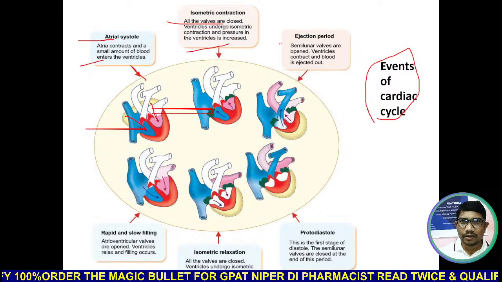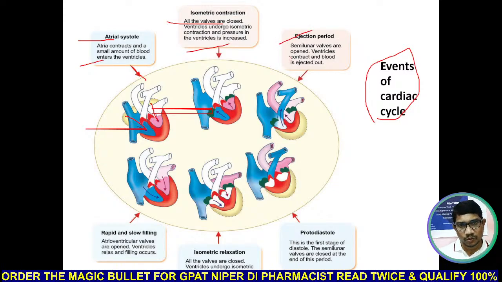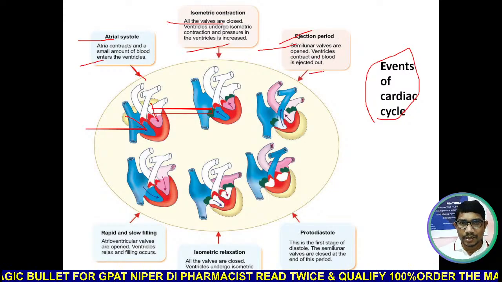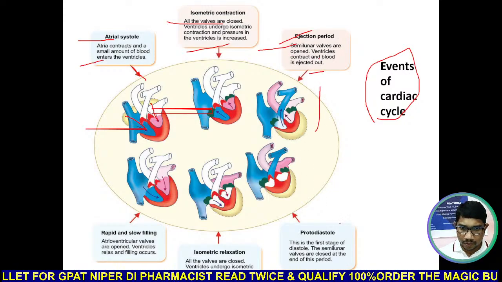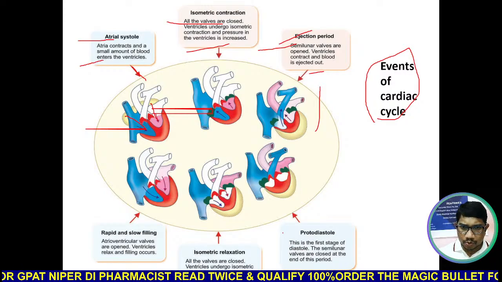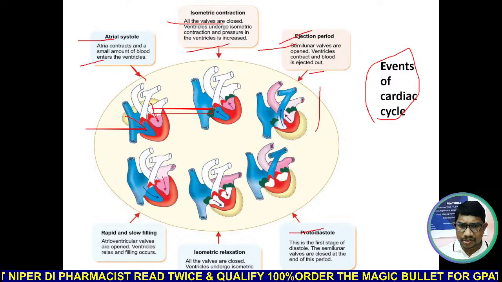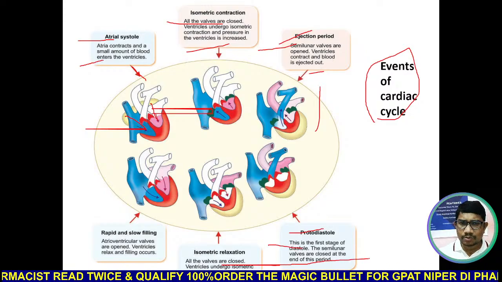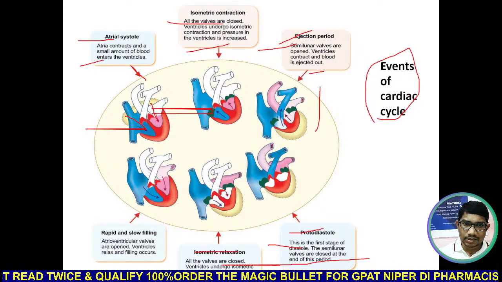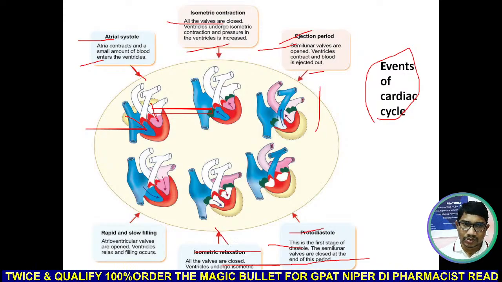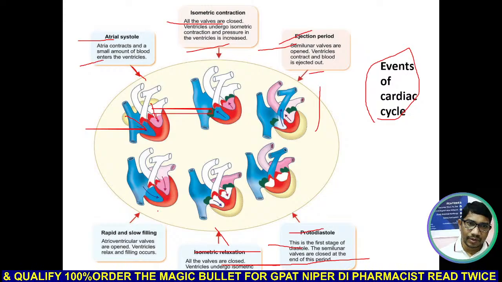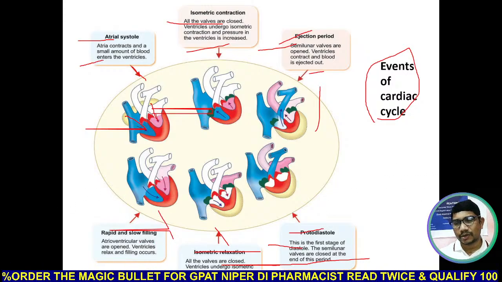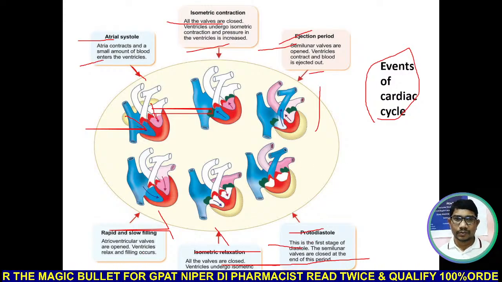Then the ejection period. Now ventricles will contract forcefully. Semilunar valves are opened, ventricles contract and blood is ejected. Now protodiastole. Protodiastole मतलब क्या है? This is the first stage of diastole. The semilunar valves are closed at the end of this period. In isometric relaxation, यहाँ पे ventricles क्या होंगे? Relax में. And again then rapid filling of ventricles due to contraction of atria. This cycle continues as the cardiac cycle.